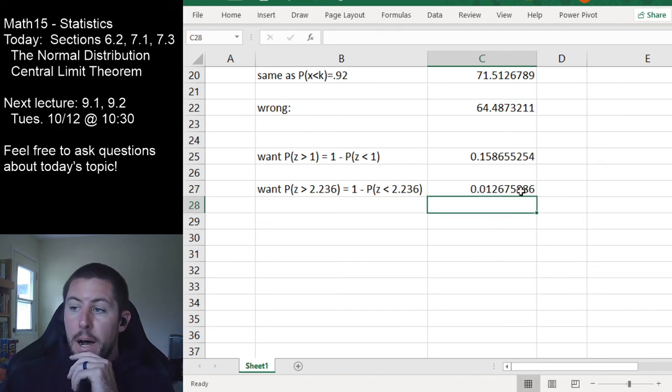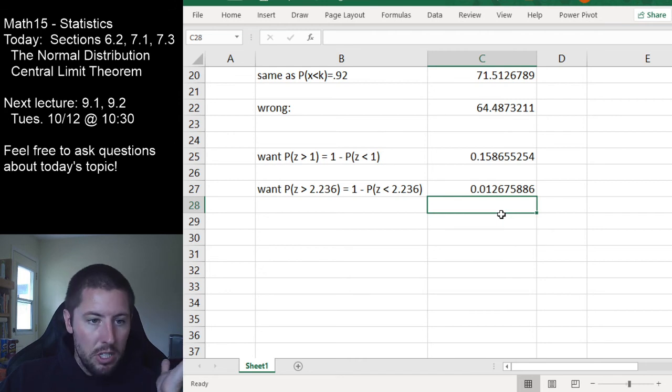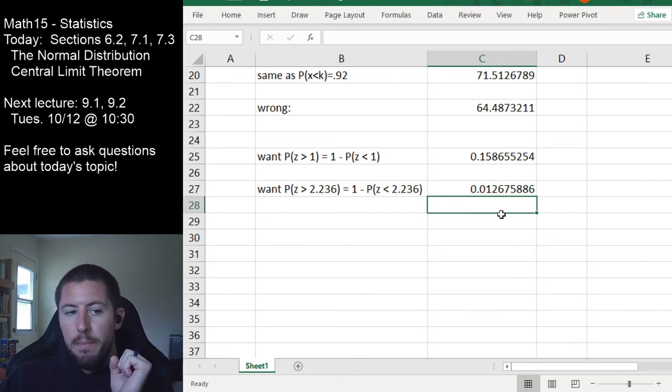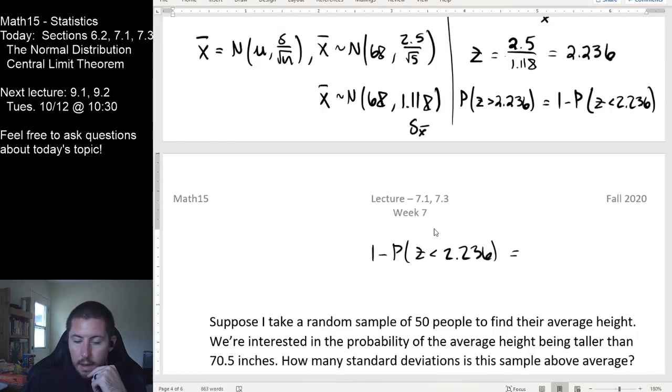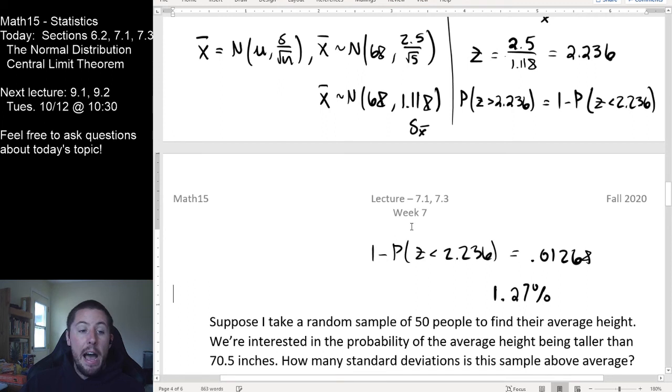And this is telling me a much smaller probability. Looks like there's only about a 1.27% chance that we would sample 5 people and see their average height to be 70.5 inches. So coming back to my Word document, we got 0.01268, I'll just round this to a 1.27% chance that we would see 5 people have an average height of 70.5 inches.